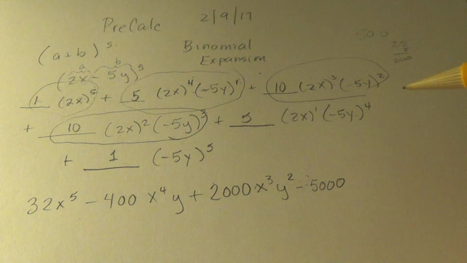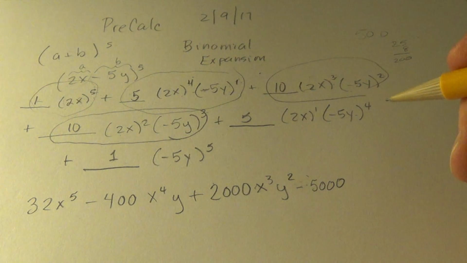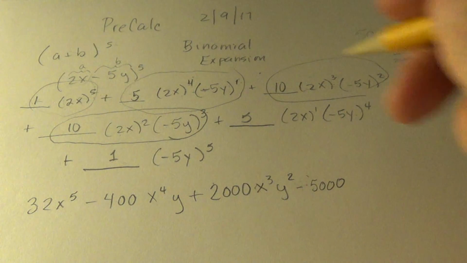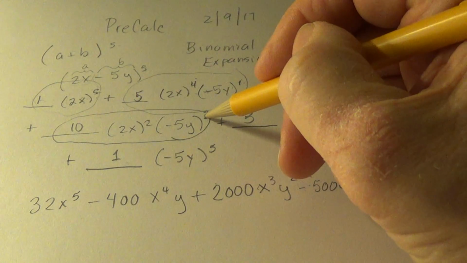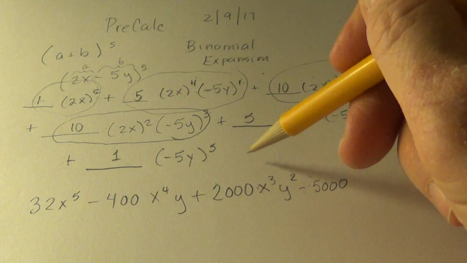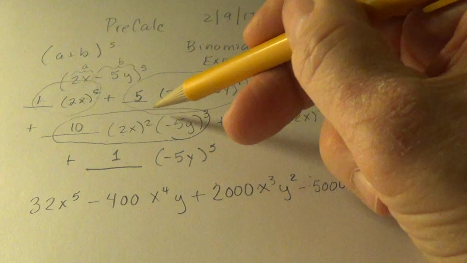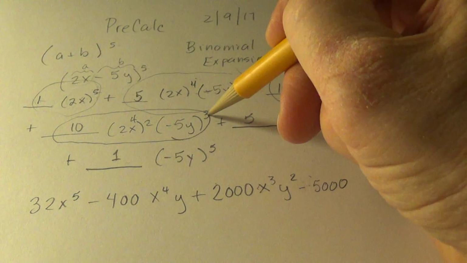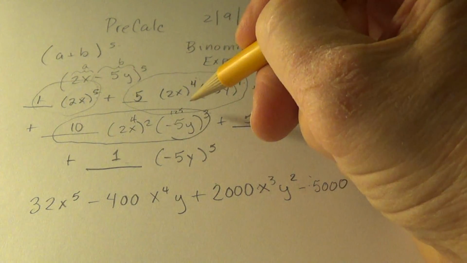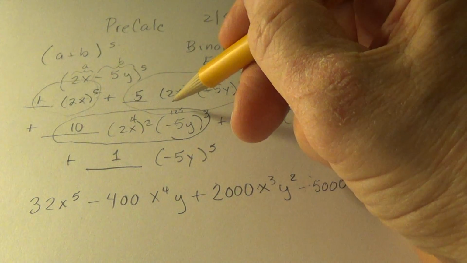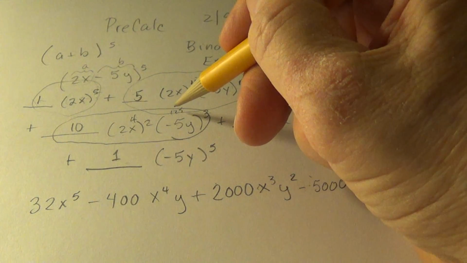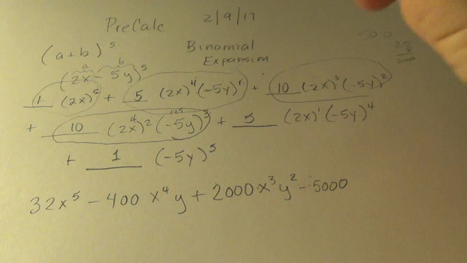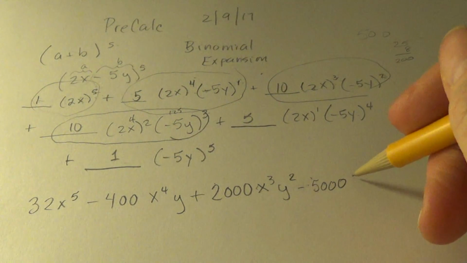Is that right? 5 to the 3 is 125, times 2 is 250 times 10. I'm not getting that. How did I get that earlier? 2 to the 2. Oh, 2 to the 2 is 4. 5 to the 3, 125 times 4 is 500. Maybe that's what it was. 125 times 4, 500 times 10 is 5,000.